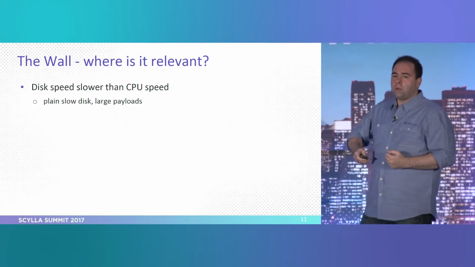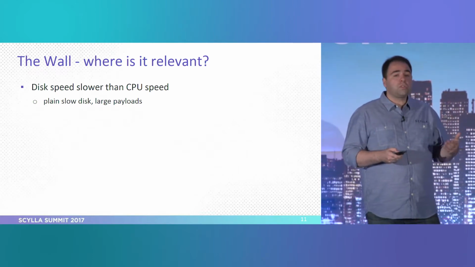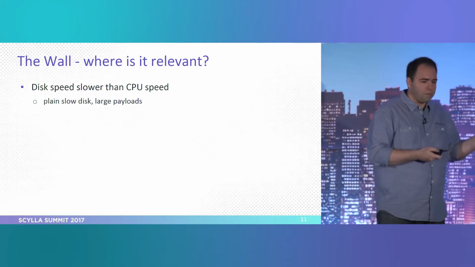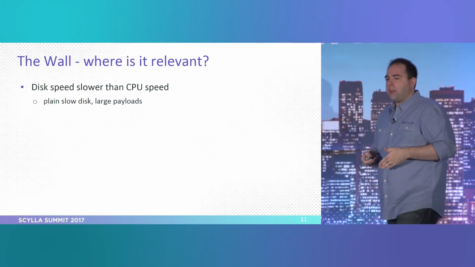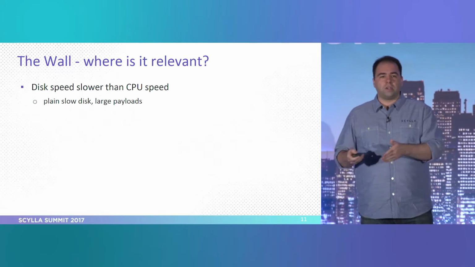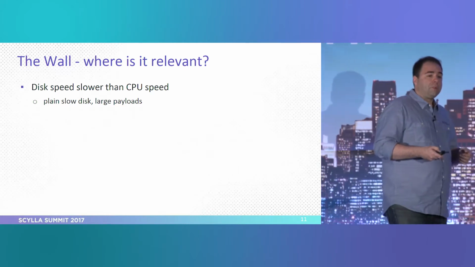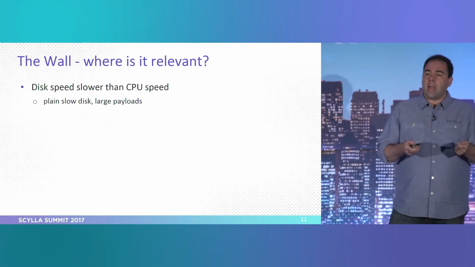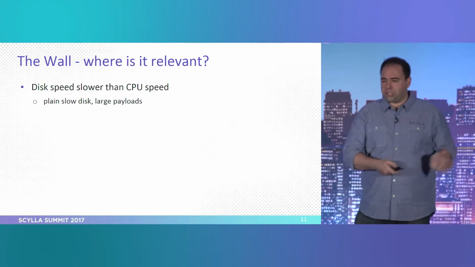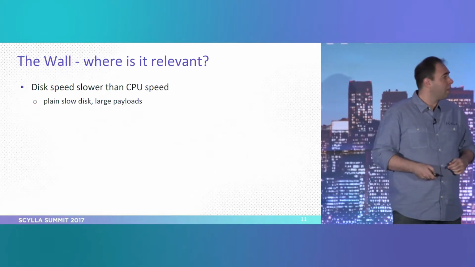Where is this problem with the wall relevant? Mostly with write workloads. That's not a read problem. There's a write problem that are bounded by the disk. So workloads, write workloads, that are disk bound. It can happen just because the disk is slow, or it can happen because your payloads are too big, and your payload being too big usually shifts the bottleneck to the disk.